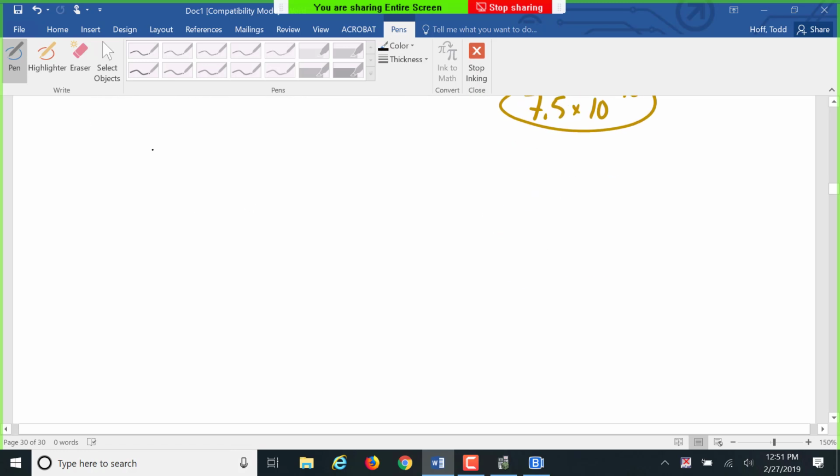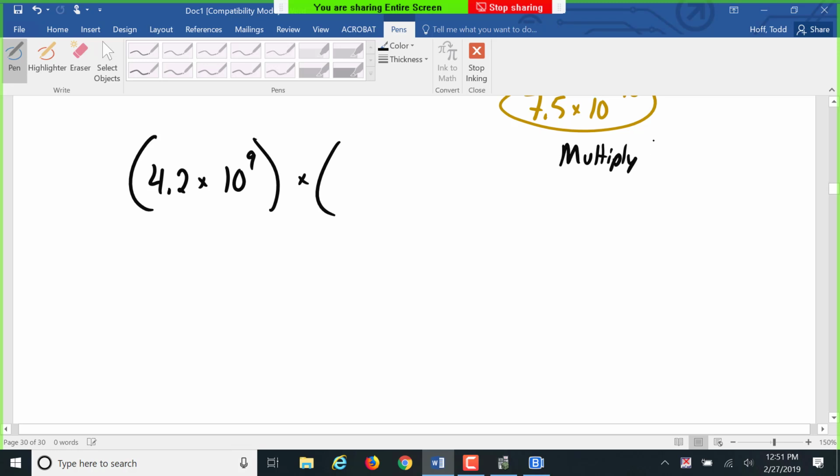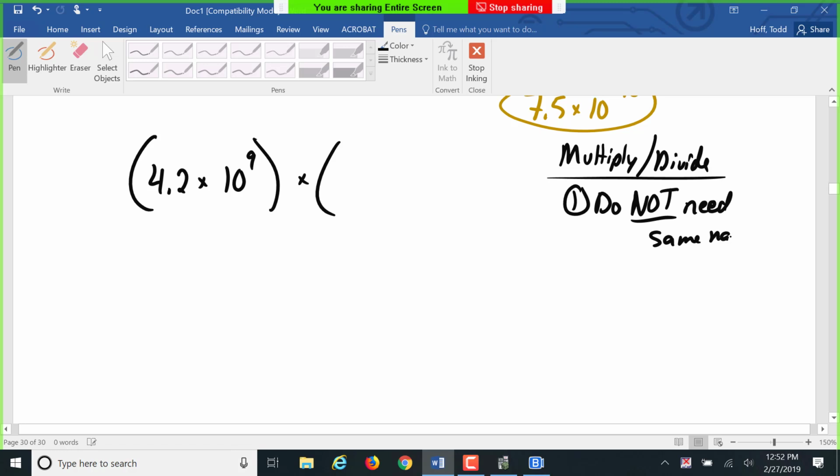Let's multiply. Start like 4.2 times 10 to the ninth times. Now remember, we multiply or divide. Do we need the same name? No, we do not need the same name. So this can be times 1.5 times 10 to the 12th if I want it to be.